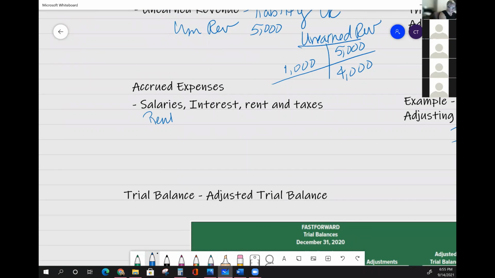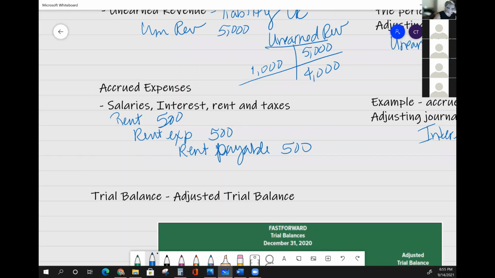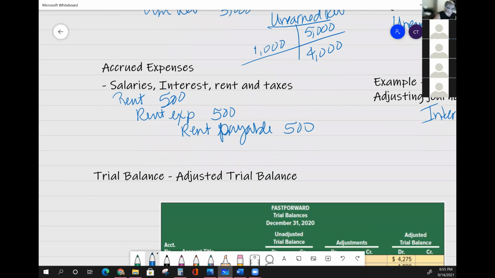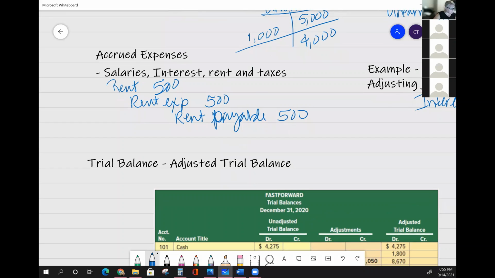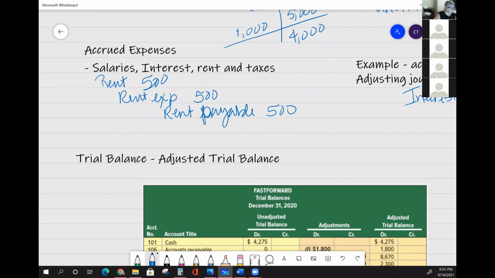Let's say we have rent, same thing. So we have rent of $500. So we would just do rent expense, $500, and then we would have a rent liability account or a rent payable, let's say, $500. Taxes, same thing. It'll be tax expense, $500, tax payable, $500. Salaries can be the same thing. We'll go through salaries in detail in another chapter, because you also have withholdings. And so you'll have payables for taxes, and you'll also have a payable to pay the employees the net amount. So we'll go through that in detail in a couple of chapters.